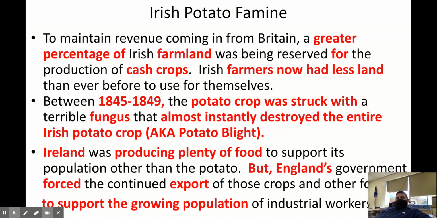In order to maintain the revenue coming in, they dedicate even more of their farmland to producing cash crops to send to England for the industrial population. So now the farmers have even less land to use than ever before.